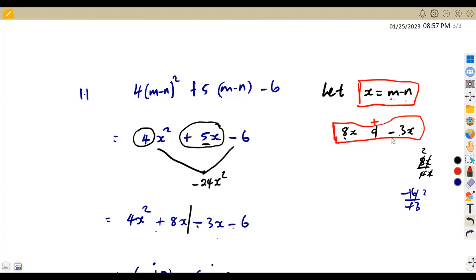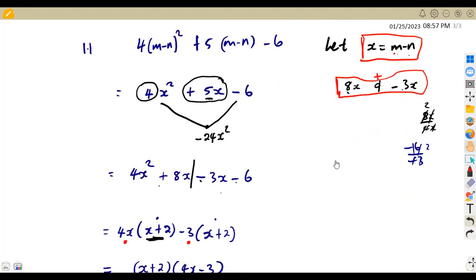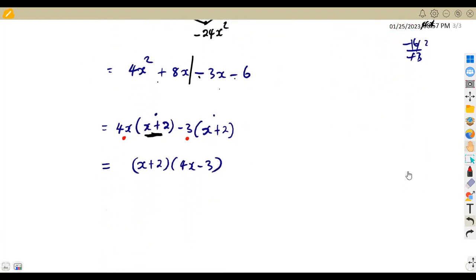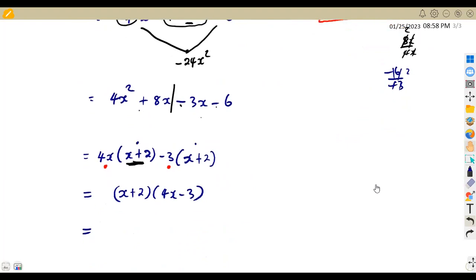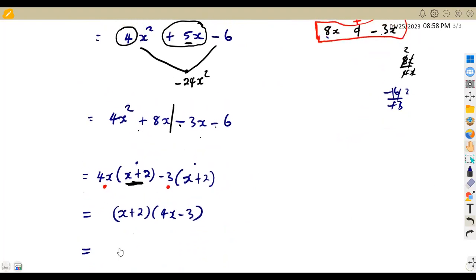All right, so let's do that and see what you're going to have here. We are going to have this written as, in place of x, what are we substituting? m minus n. So that's what you're going to do here. So you're going to have x plus 2, which is m minus n in place of x, then plus 2. So it's going to be plus 2 like this.